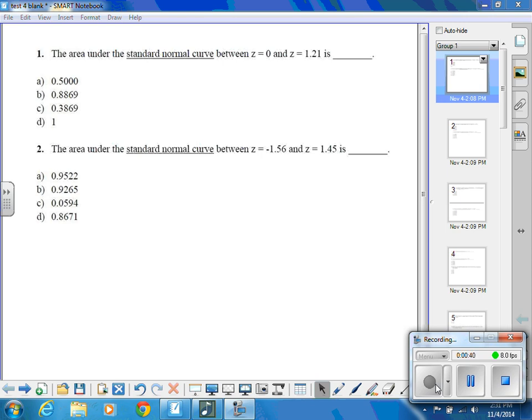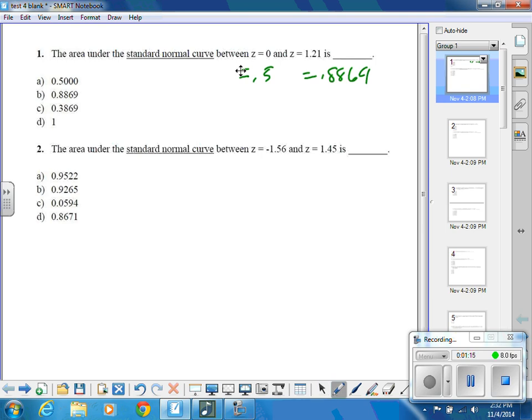Number 1 says the area between z equals 0 and z equals 1.21. The first thing you want to do is look up 0 in the table, and you'll see that it corresponds to 0.5. Then look up 1.21 in the table and see that it corresponds to 0.8869. You really want to do that so you can see right now if you understand where I'm getting these numbers from this table in the back of your book or on copies of paper. Because if you don't, then the rest of this review is not going to make any sense, okay?